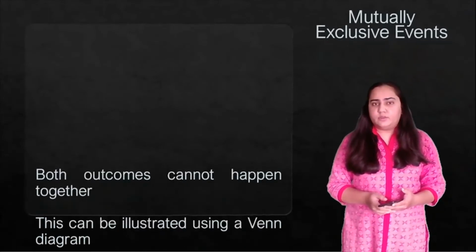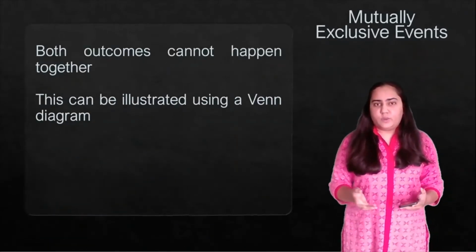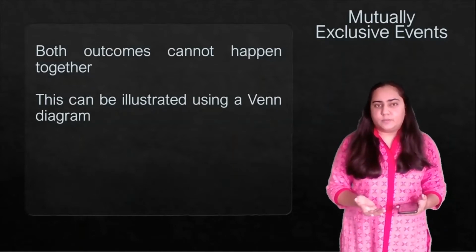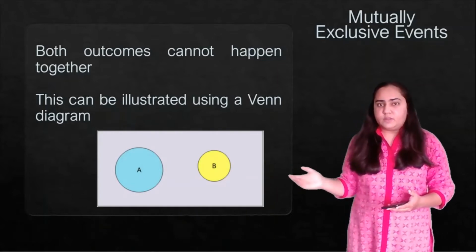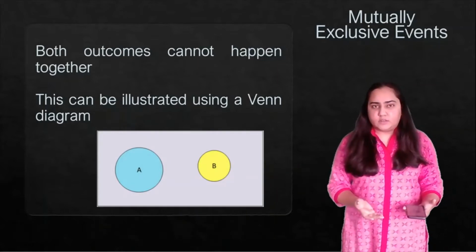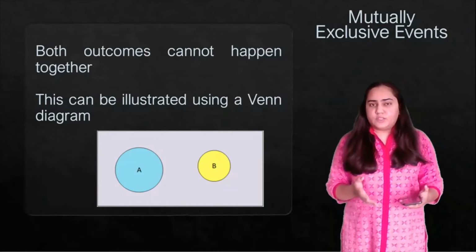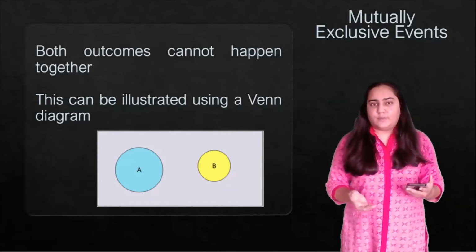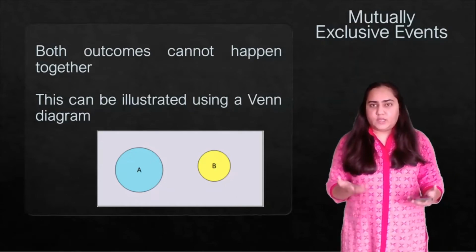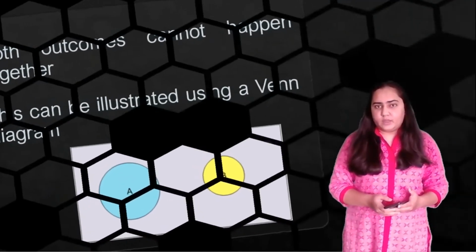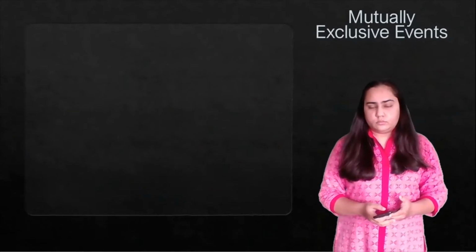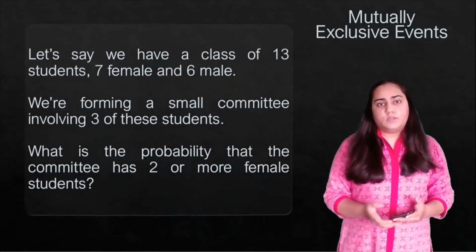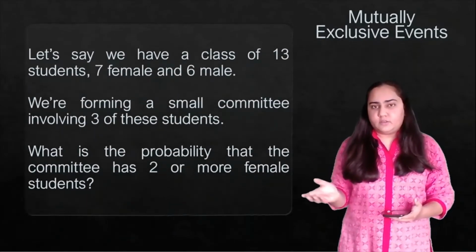Now there's something called mutually exclusive events. This is when both outcomes cannot happen together, and it can be illustrated by a Venn diagram in this manner. So mutually exclusive events are all about outcomes that cannot happen together, two events that cannot occur at the same time. And we are going to see a little bit about these events. So mutually exclusive events are like this.